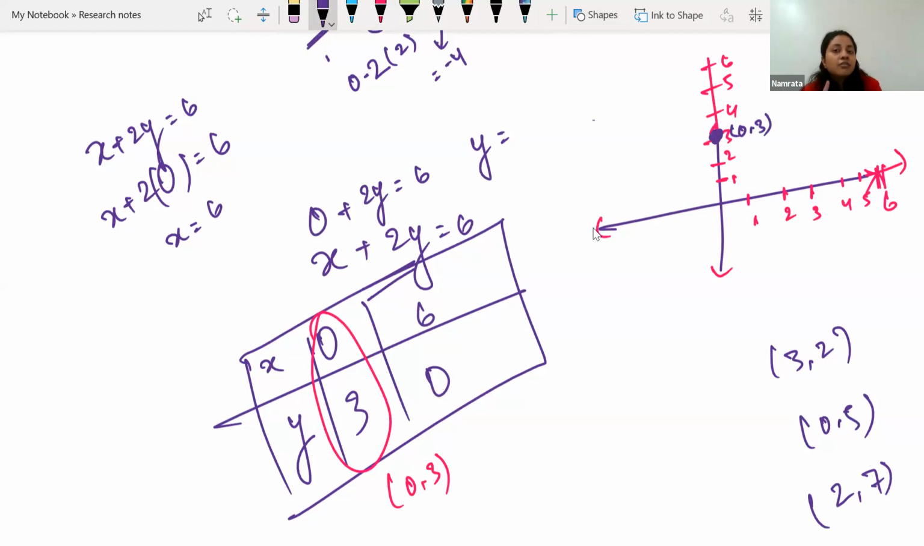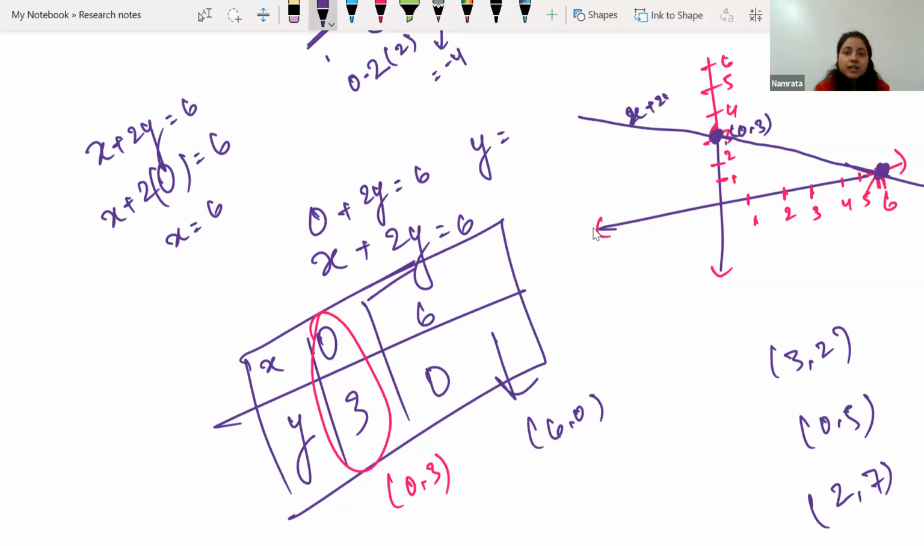X is 0, y is 3, the point is on the y axis. And the next point is (6, 0). x is 6, y is 0. Let's join them. This is the graph of the line x + 2y = 6, and you will get full marks for this one.